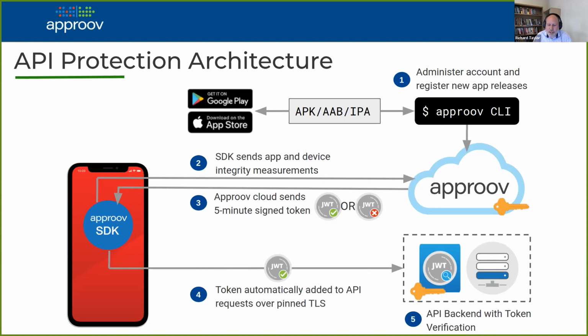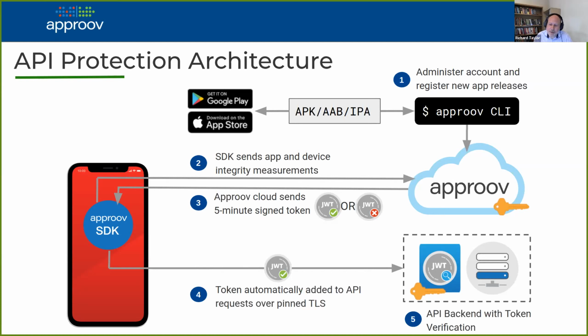Essentially, when your app runs, it makes a call into the SDK, and then the SDK sends a load of heavily defended measurements that it's making about the app environment and the device environment. So it sends this information about the app and device integrity measurements to the Approve cloud, where those measurements are evaluated against your criteria, making sure it is a valid app, etc. Looking for things like rooting and jailbreaking, various other things.